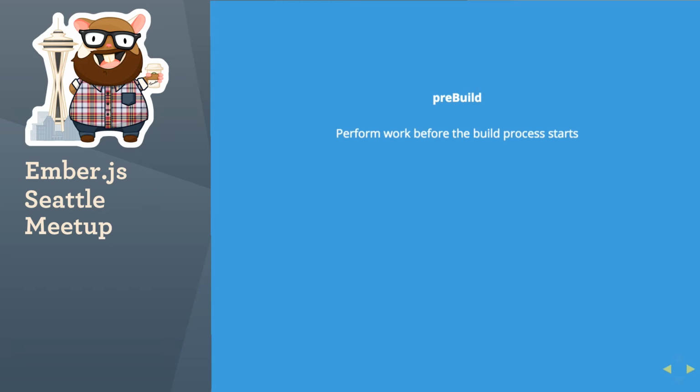Pre-build, basically, before the process starts. Those are kind of backwards. I should have probably done pre, before, post. Build error. Anytime an error happens in Ember-Cli, this function or hook will get called, and so you can do something specific in there and log something else or do whatever you want. It just happens when an error happens.